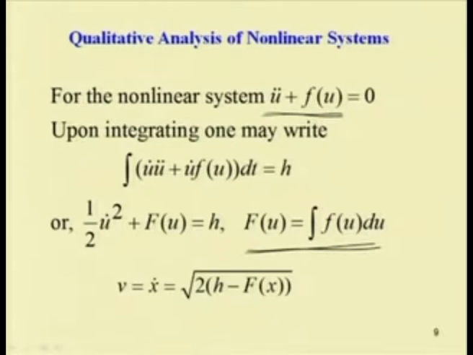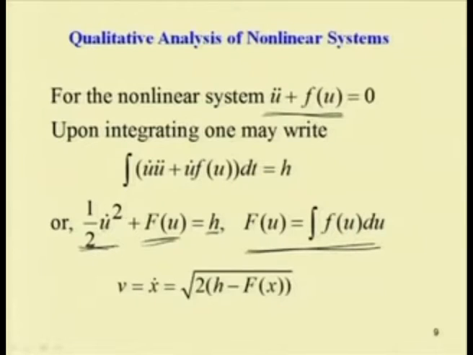So, from this equation one can see that this term corresponds to the kinetic energy of the system and this term corresponds to the potential energy of the system. So, kinetic energy plus potential energy of the system is constant, that is equal to h. So, for a given value of h, that is the total energy of the system, if one knows this potential function or potential energy of the system, one can find what is the velocity of the system.